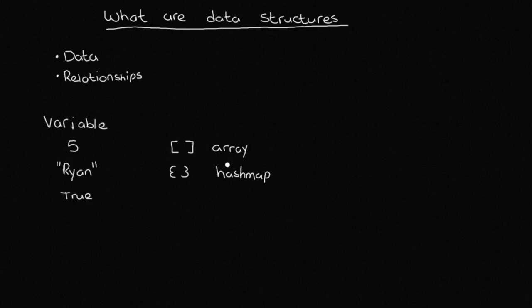When we think of a variable, we can think of a number. For example, in this case, we can have the number 5. We can also have a string. In this case, the string is Ryan. Now, strings can be slightly different depending on what programming language you use. For example, if you use JavaScript, a string is considered a data type, so it fits into this category as a variable.